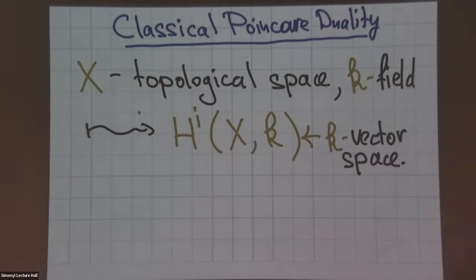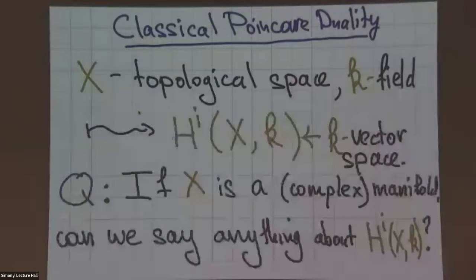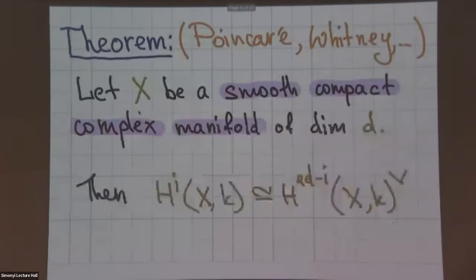One of the questions that we are going to discuss throughout this presentation is: what can you say about these groups if X is a complex manifold, or later, if X has some extra structure? The first question is about just complex manifolds. It turns out that you can say quite a lot about these groups, but what is the most important for us is Poincare duality.